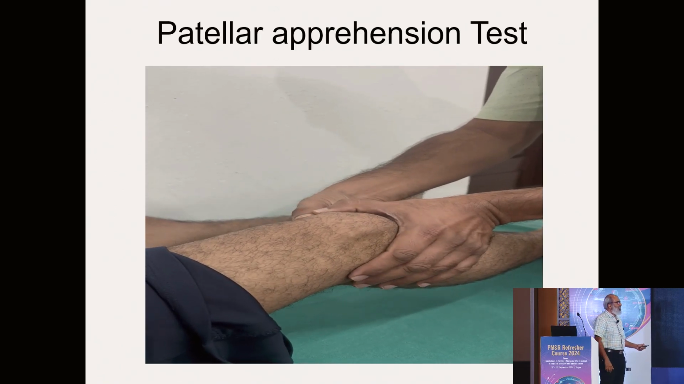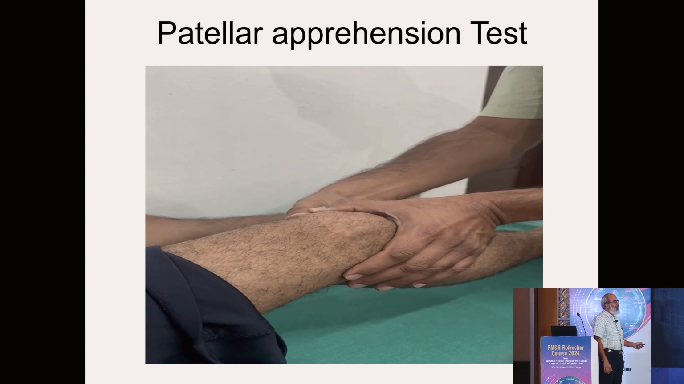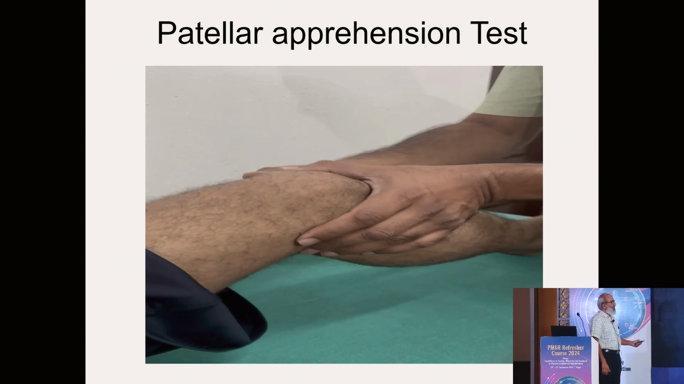Then you have the apprehension test with both thumbs pushed to this side. When there is a displacement, the patient will be apprehensive and he will try to extend it to correct the subluxation. So with both thumbs, push it from the medial side.